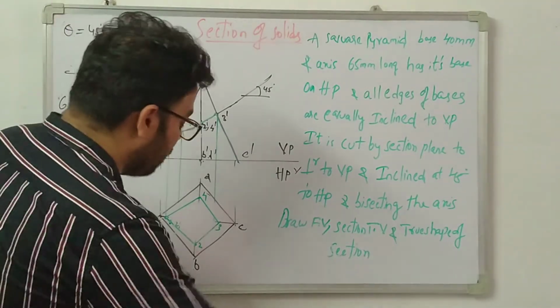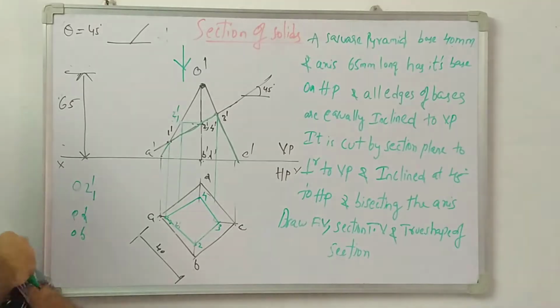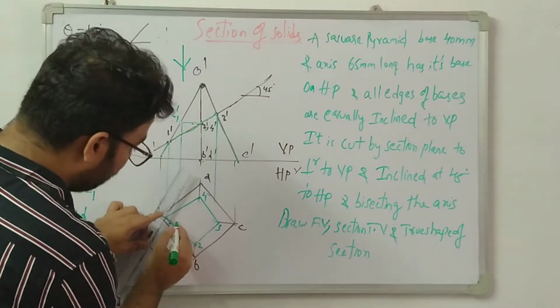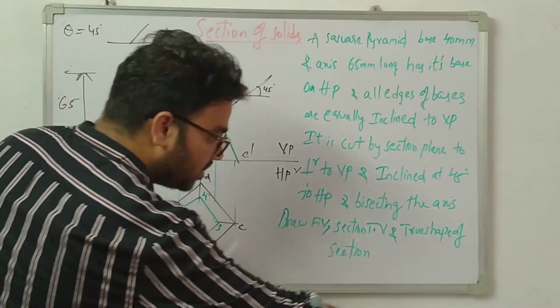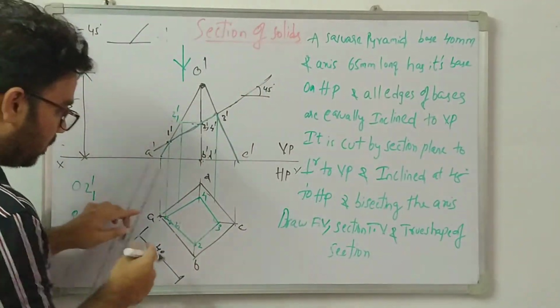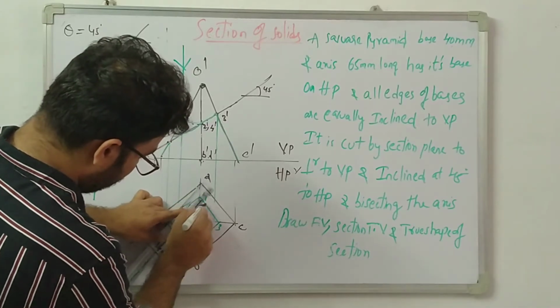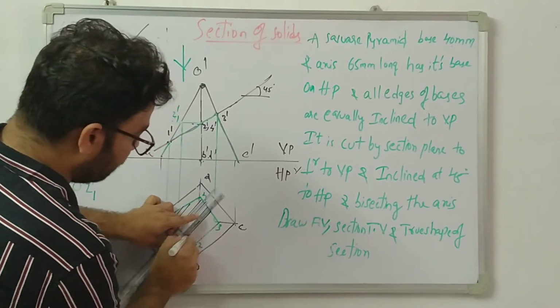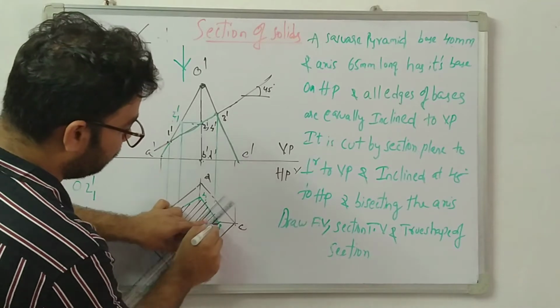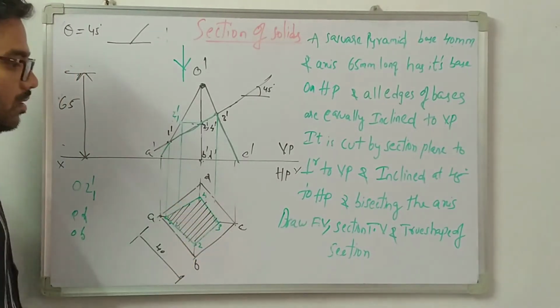Now this is a sectional top view we are going to highlight. So we know we have to do the hatching. What is the gap between them? The gap between them is 2 mm to 3 mm.